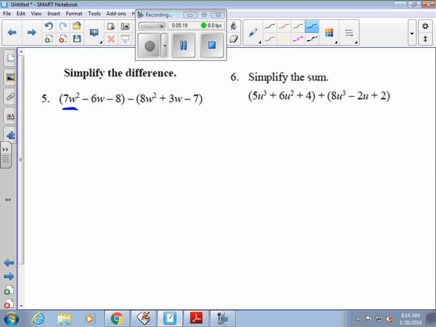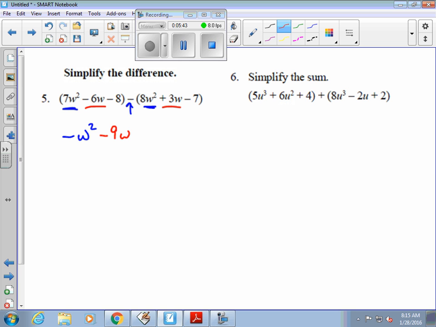7w squared minus 8w squared. So 7 minus 8 is negative 1w squared. Then you have negative 6w minus 3w. Negative 6 minus 3 is negative 9w. Notice we are not adding the exponents. We're just combining the coefficients.